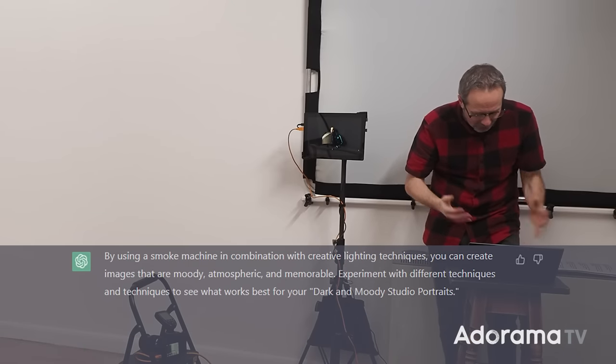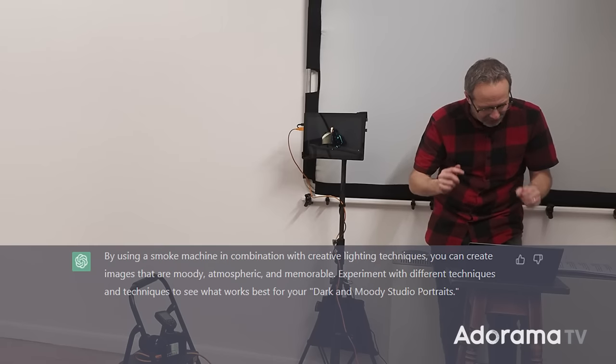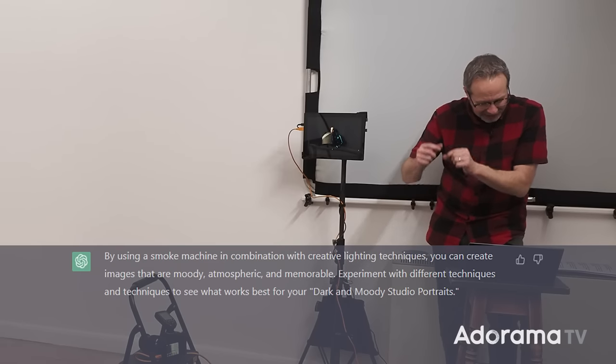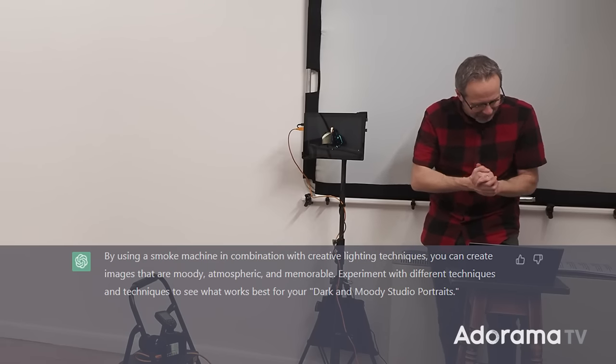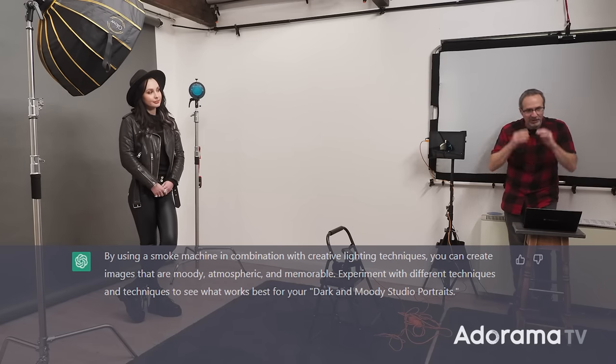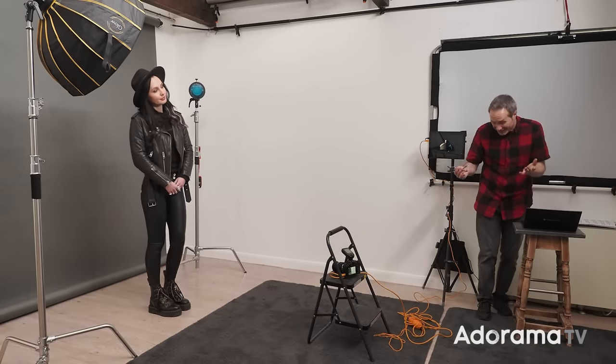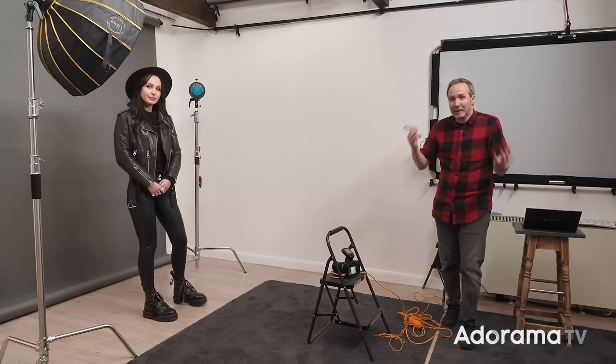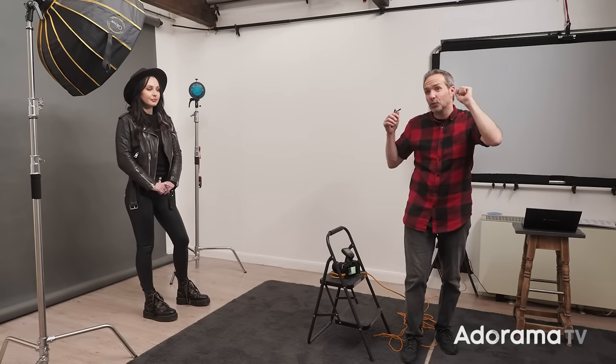By using a smoke machine in combination with creative lighting techniques, you can create images that are moody, atmospheric, and memorable. Experiment with different techniques to see what works best for your dark and moody studio portraits. And again, that's the really good suggestion, is experiment, particularly with smoke, because it's almost uncontrollable.